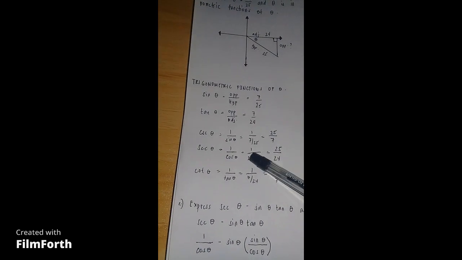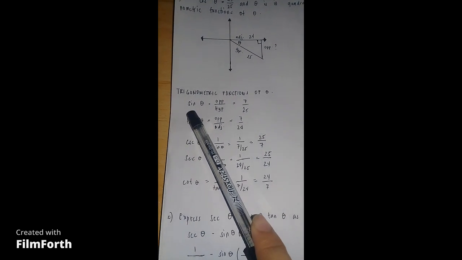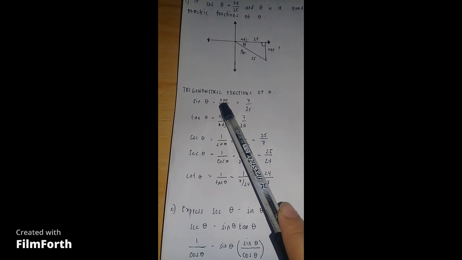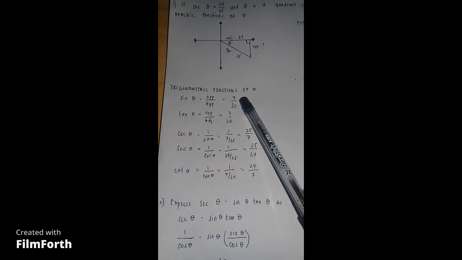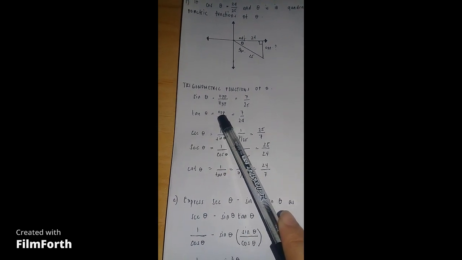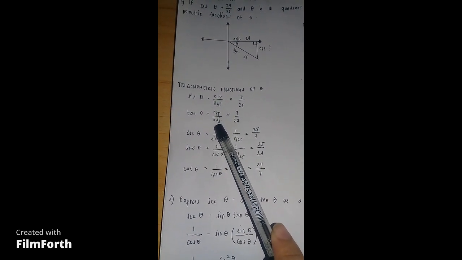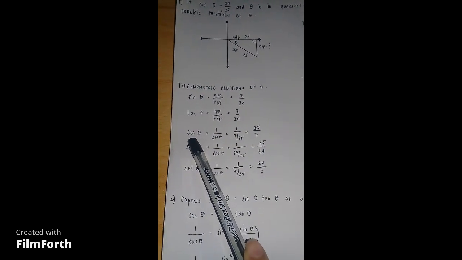So let's go to the trigonometric functions. Sine theta equals opposite over hypotenuse, so equals 7 over 25. Tan theta equals opposite over adjacent equals 7 over 24.